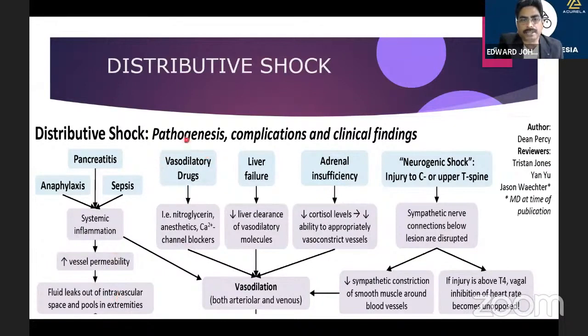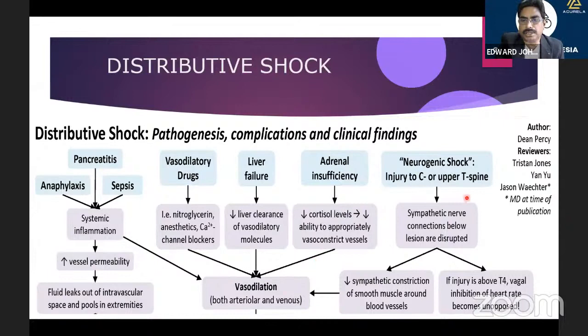And there may be vasodilatory drugs, that is nitroglycerin or calcium channel blockers, that can cause vasodilatation. In liver failure, the vasodilator metabolism will be lost, so the circulating vasodilators will be increased and cause vasodilatation. In adrenal insufficiency, if you remember, cortisol is the one drug that sensitizes the catecholamine receptors, that is alpha receptors and beta receptors, to the circulating catecholamines. If it is absent, in case of adrenal insufficiency, the sensitivity of the catecholamine receptors to the circulating catecholamines will be lost. So that will cause vasodilatation.